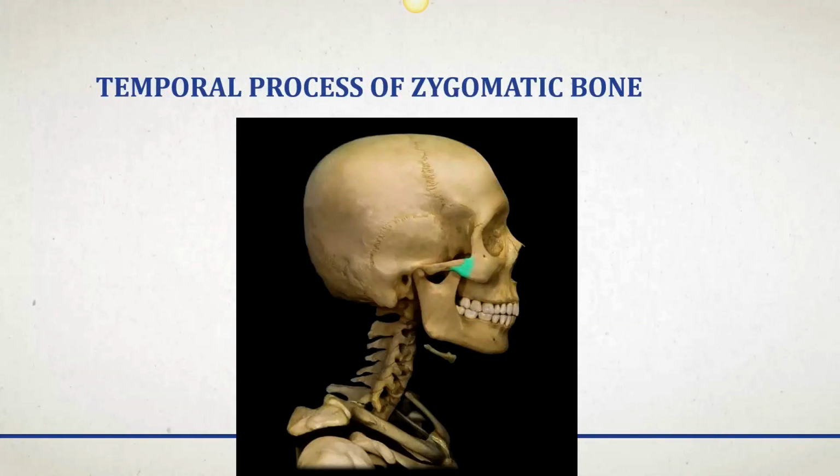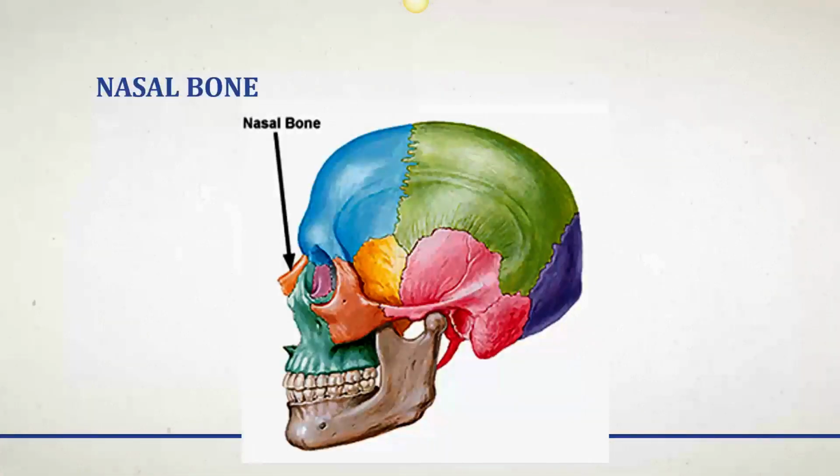Here's that temporal process of the zygomatic bone. So we had a zygomatic process of the temporal bone. Now we have a temporal process of the zygomatic bone. The nasal bone is right here. So if we go from front to back, we have the nasal bone, then the maxilla, then we have this lacrimal bone which houses the tear duct, and then we have the ethmoid bone, and then we're going to have the sphenoid bone.